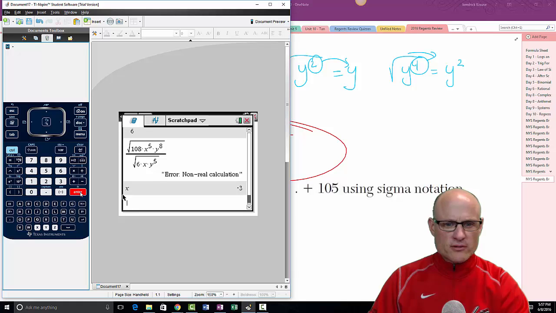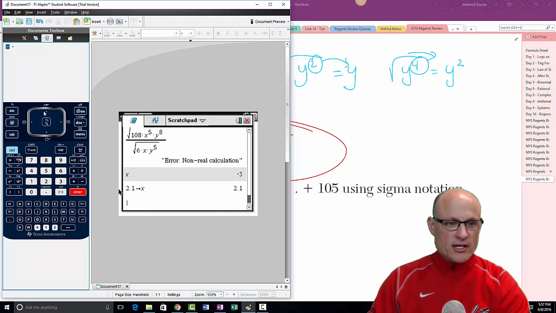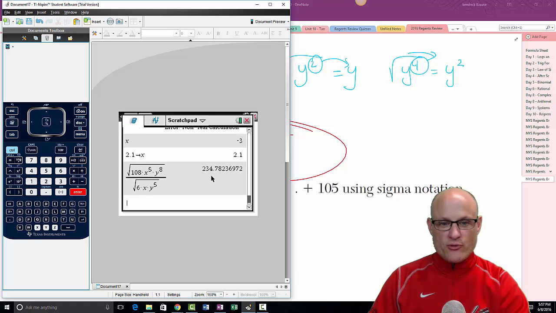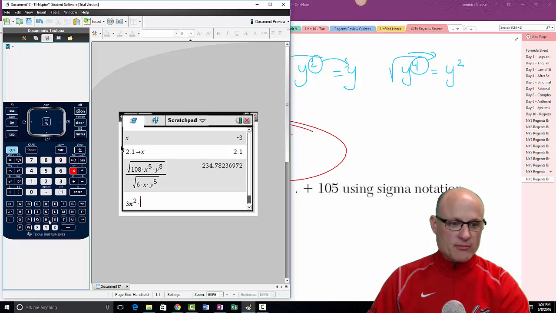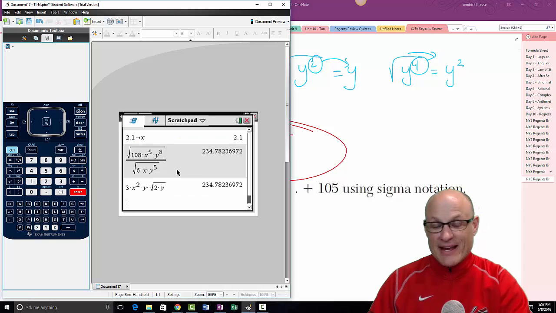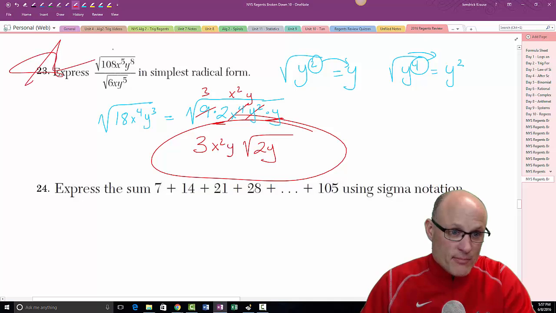Let's see what x is. Oh, x is -3. We can't have x equal to -3. So take 2.1. It's always a good idea to redo those. 2.1, we'll store it into x. I can't have a negative number under radical. Gives me imaginary numbers. 2/3, whatever, who cares? And then I'm going to type this in. 3x squared times y times the square root of 2y. Same answer. Bodied.